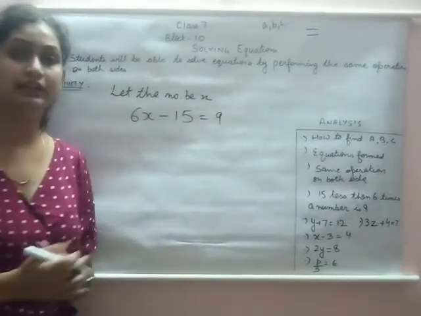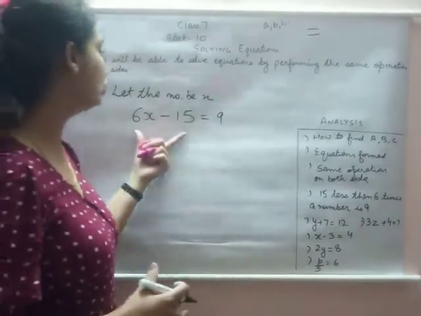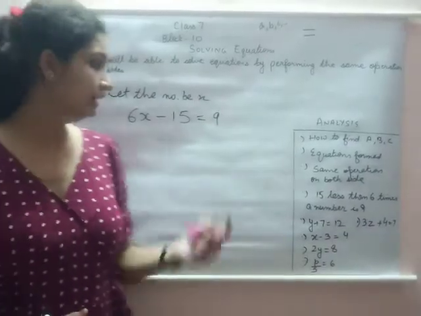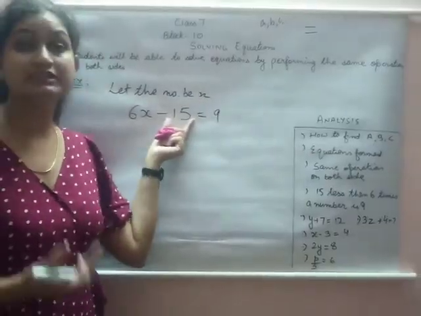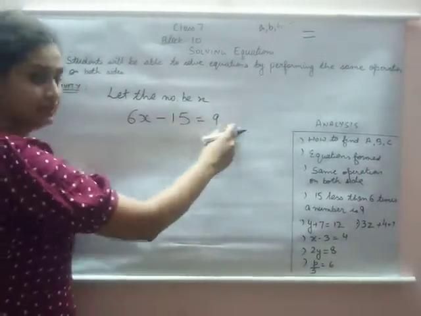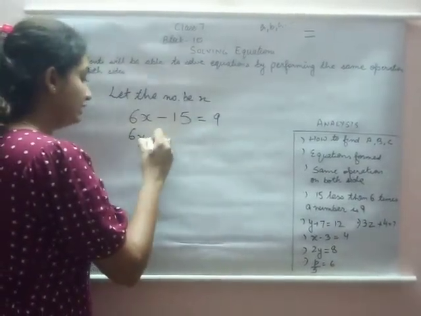So how are we going to solve this equation with the same operation on both sides? Here 15 has been subtracted. What will we do? We will add 15 to both sides.